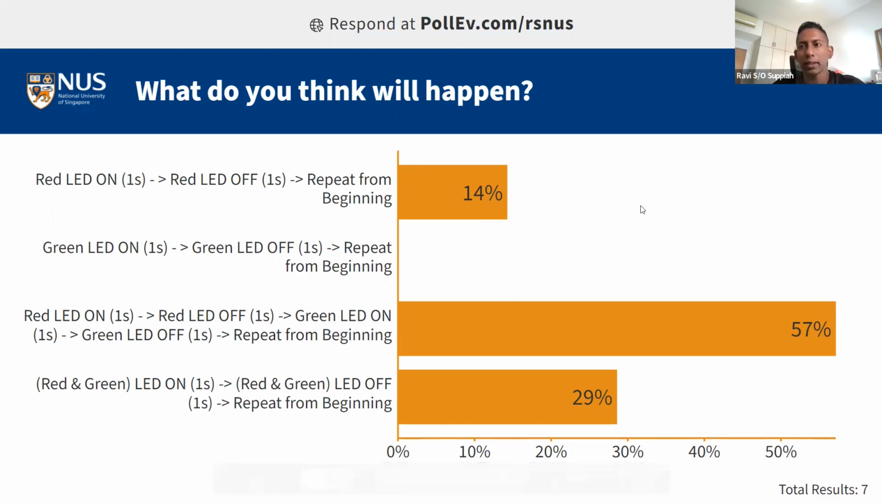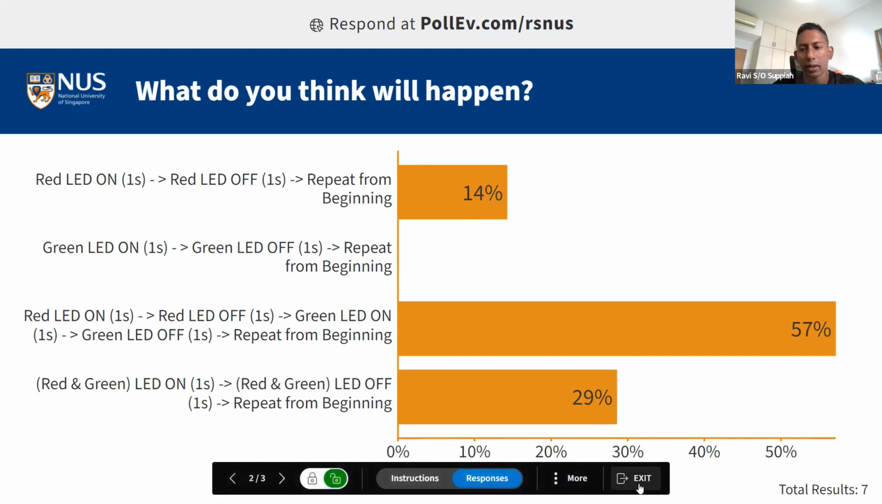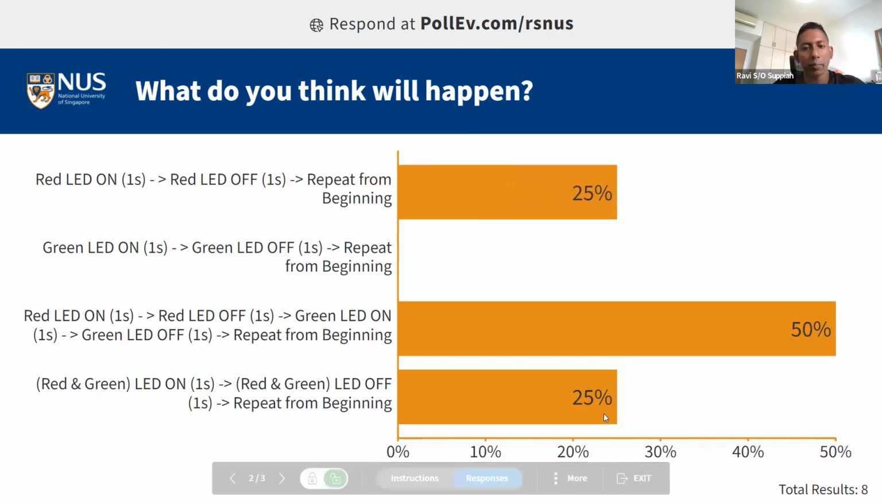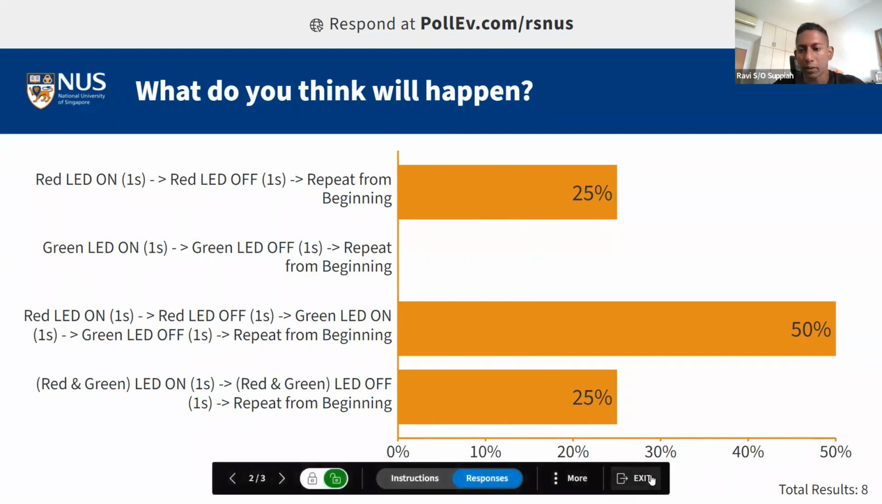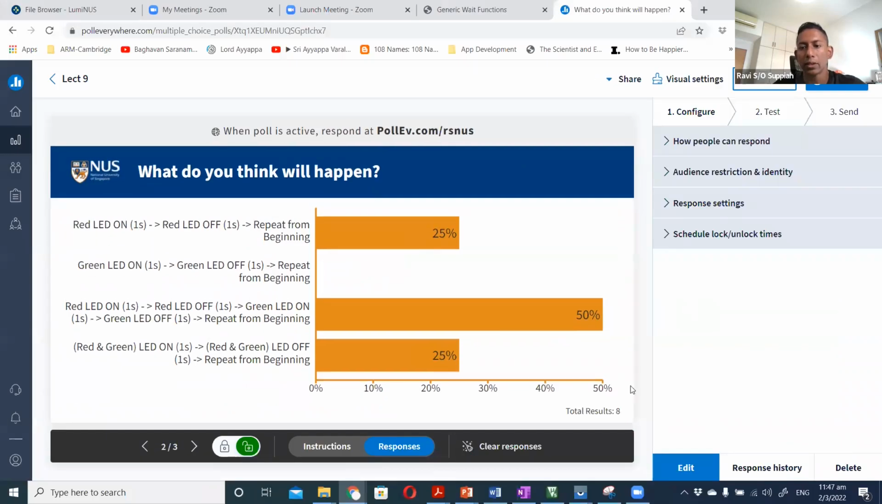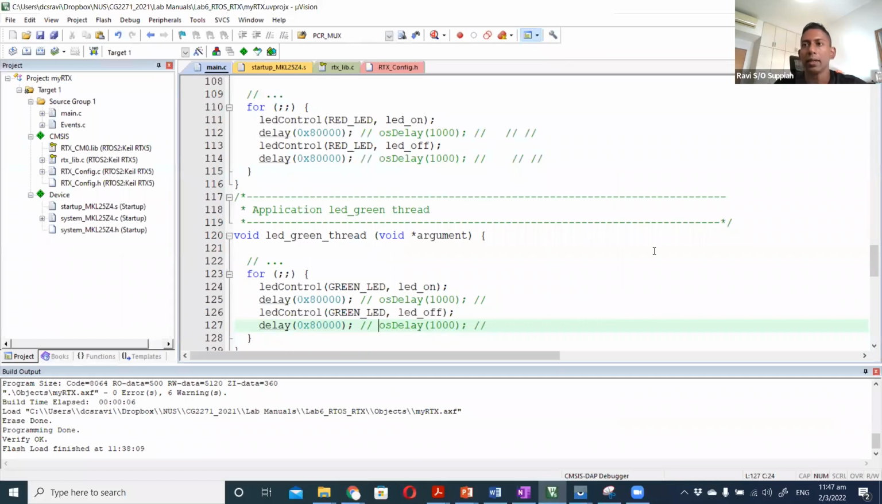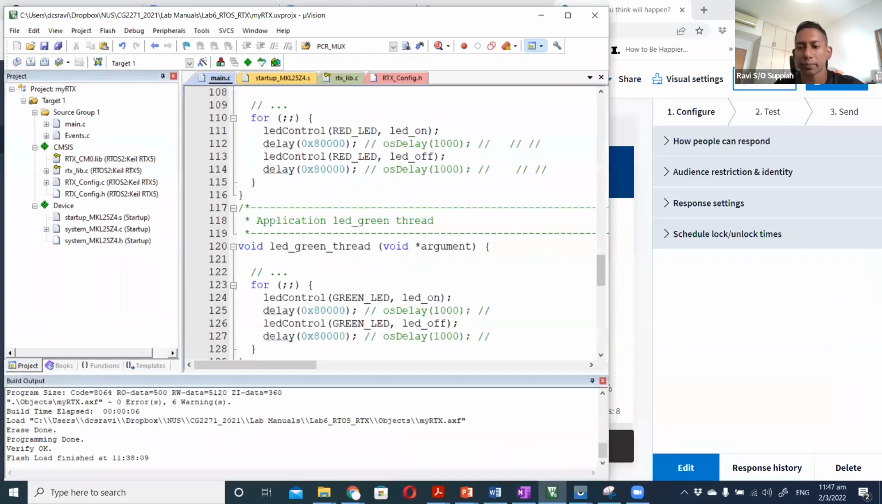Okay, so let's look at what's going to happen. It's a mix of responses. Some feel that it will be stuck at the red LED only. Some feel it's still the same as before, and some feel it will be red followed by green, and then red, green, and so on. All are interesting responses. So let's look at what is going to happen now.